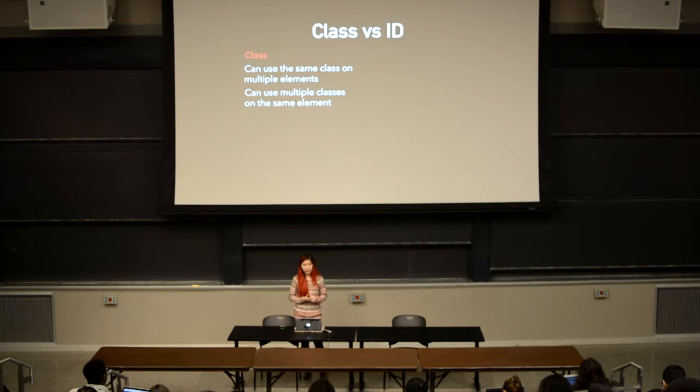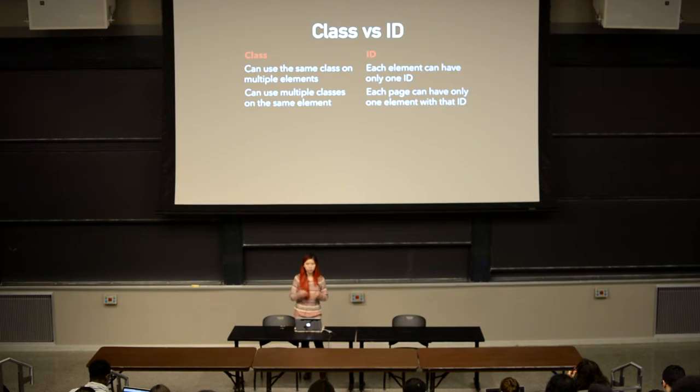The difference between classes and IDs is kind of what it sounds like. IDs are unique. You're only supposed to use one for each element, and each page can only have one element with that ID. For classes, it's more flexible. You can use multiple classes for the same element, and a bunch of different elements can have the same class. In general, you should be careful about using IDs because they're so inflexible. If you wanted to give another element that same styling, you should be using classes.